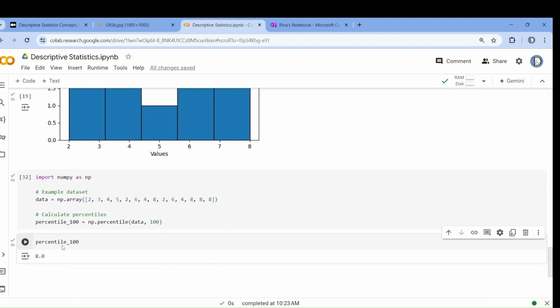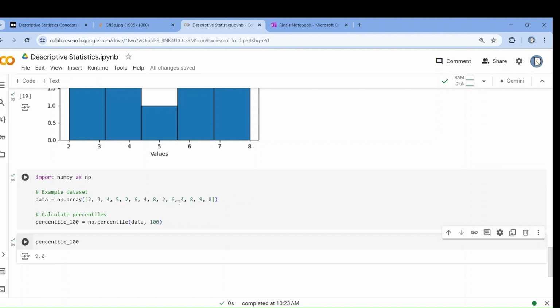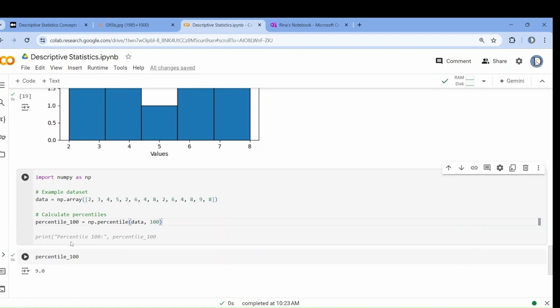Now see, 8. That means 100% of this data set are below 8, because you can also see that 8 is the maximum number. If I make it 9, then 100% of this data set will be below 9. Fine. Okay. Now let's calculate the 25th percentile.